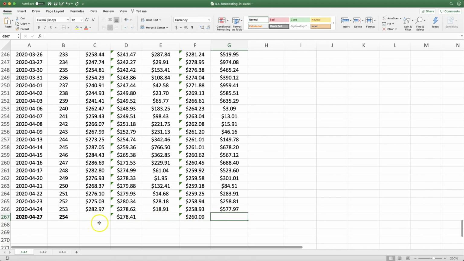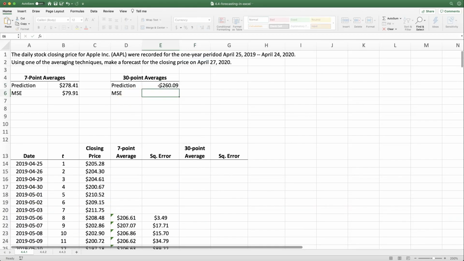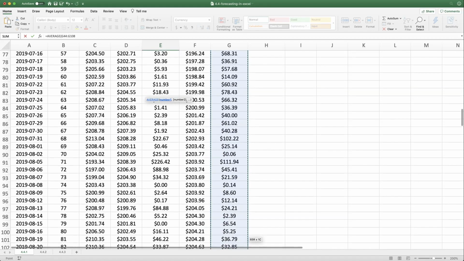We now have a new, seemingly lower forecast for April 27th. Using 30-day moving averages, we have $260.09. Make a note that this is in F267, and we'll reference this up at the top. And finally, we're going to compute the average error of this forecasting technique by just taking the average of all of these squared errors.